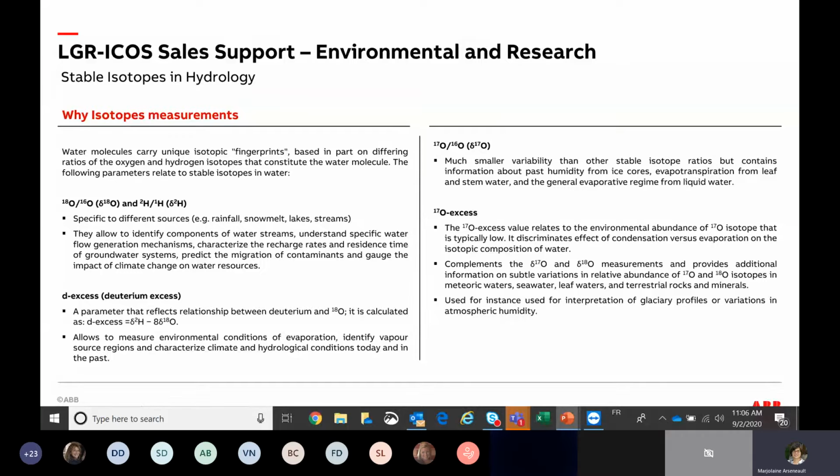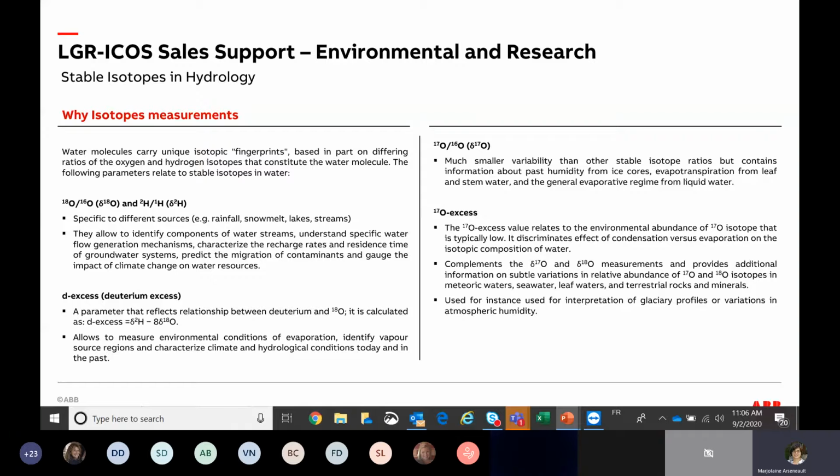This especially allows the measurement of environmental conditions of evaporation and vapor source, and it helps to identify climate changes, as we mentioned before. Another less abundant isotope is O17. It's lighter, thus evaporates more, so it's less abundant, but it will characterize general evaporation regimes, such as leaves and stream water evaporation, or past humidity from ice cores.